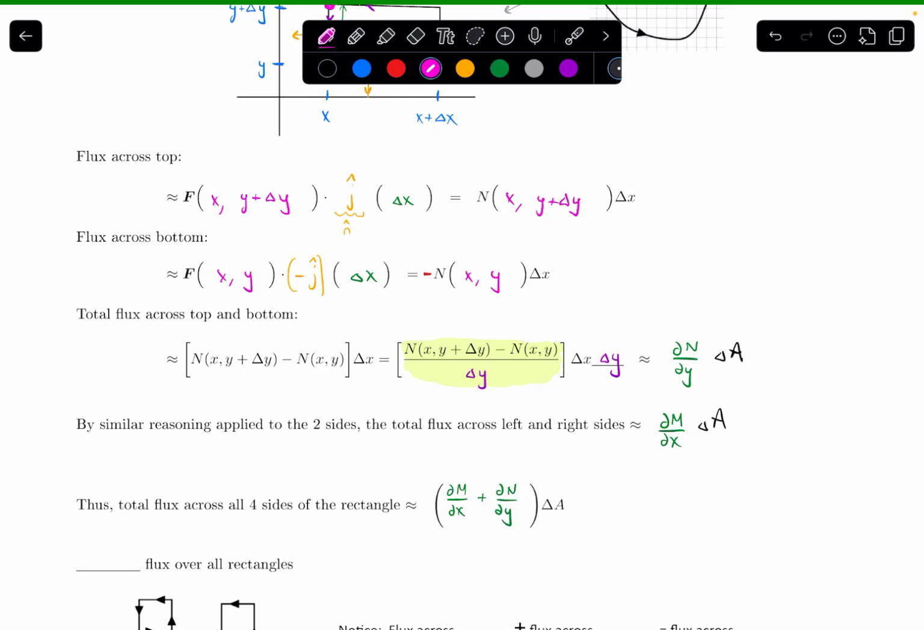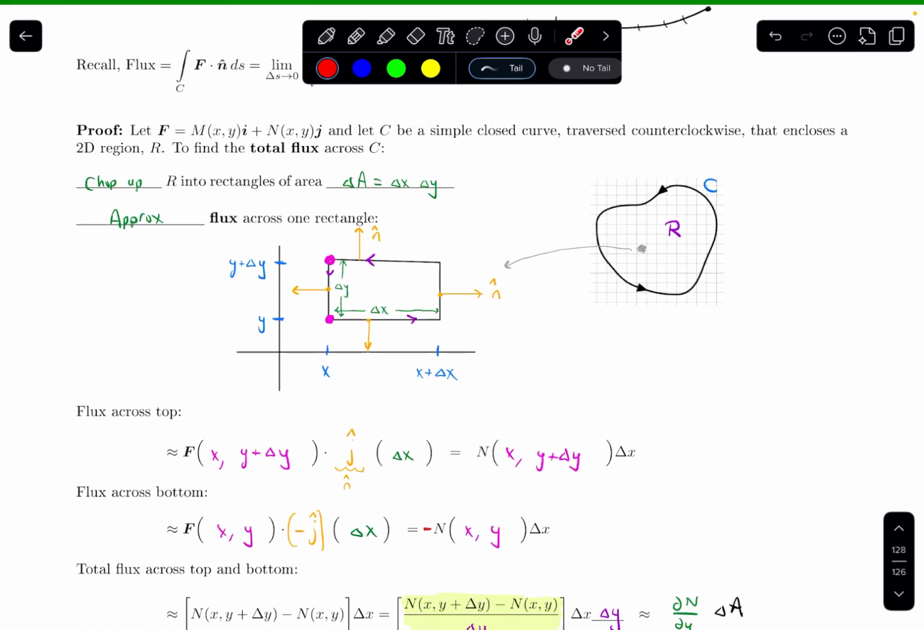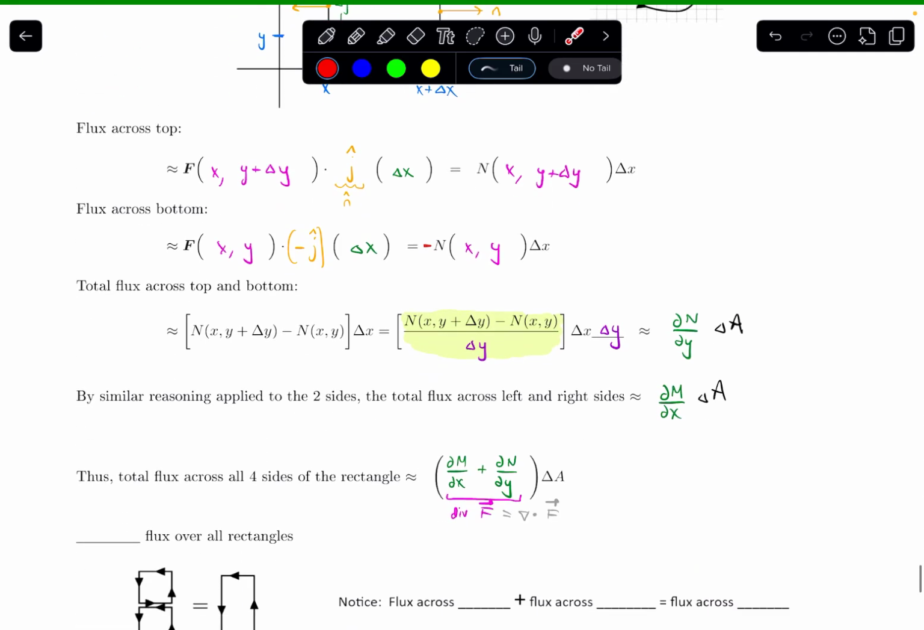Oh, this thing might look familiar. This is the divergence. This is the divergence of f, right? Or sometimes we notate this by writing our del symbol dotted with f. Okay, so this is nice because somehow when I'm approximating the flux around a rectangle, it's actually quite close to this divergence term. Somehow a divergence is kind of popping out when I do that.